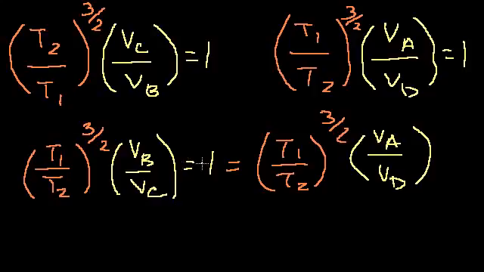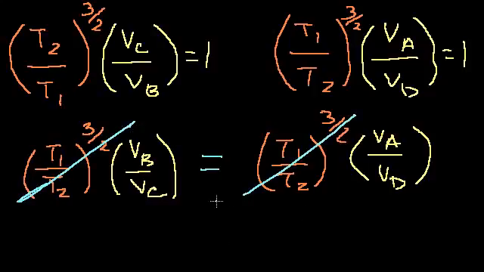Now, these things are equal to each other. We can get rid of the 1. Actually, let me erase some of this. I don't want to make it say not equal to. They're equal to each other. They both equal 1, so they both equal each other. Oh, this thing and this thing are the same thing: T1 over T2 to the 3/2, T1 over T2 to the 3/2. So let's just divide both sides by that. Those cancel out. And what are we left with?